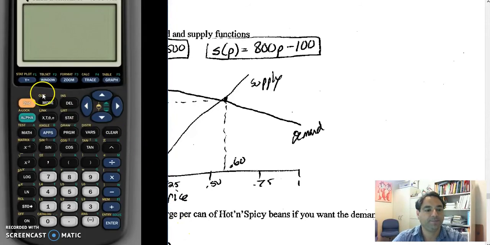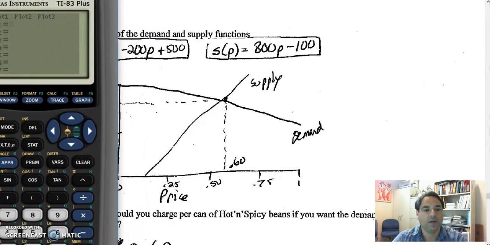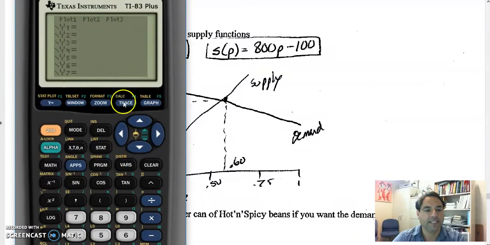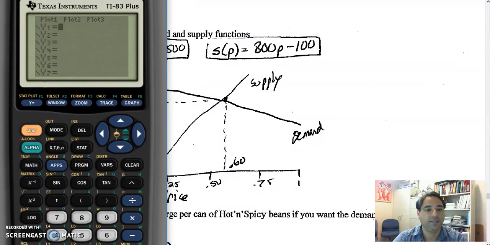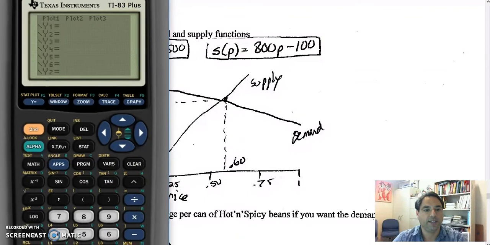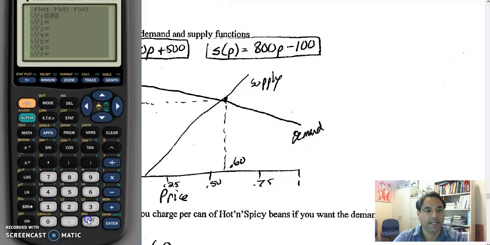So in this case, I go to y equals. Remember, our demand is negative. Make sure you use the negative button, which is located here. Negative 200x plus 500, enter. Our supply is 800x subtraction 100, so be careful when you use negatives and when you use subtraction.